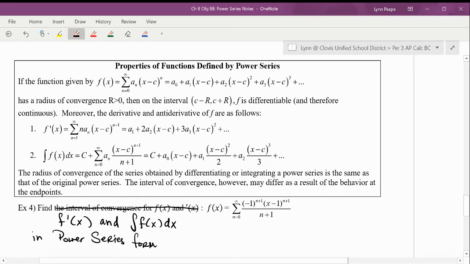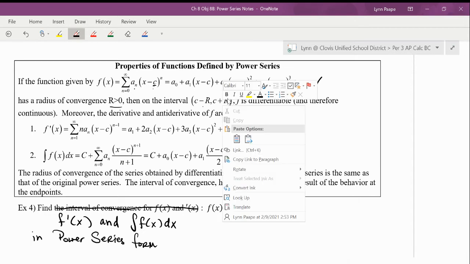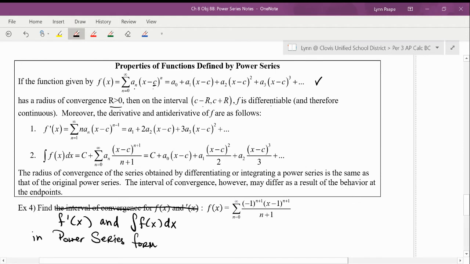Okay, so for our properties, we are given a function, so this is our power series function, right? So we have a sub n and then x minus c to the n, with c being my center. If it has a radius of convergence that is greater than 0, then on the interval c minus r to c plus r, right? So that's my interval of convergence. That's what we've looked at already. And f is differentiable, and therefore continuous. Then the derivative and the antiderivative are given in this fashion.